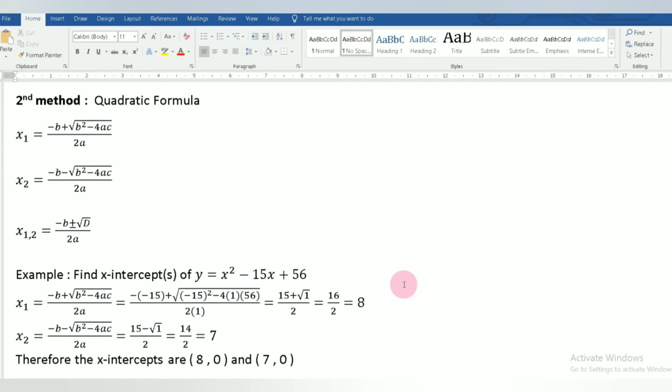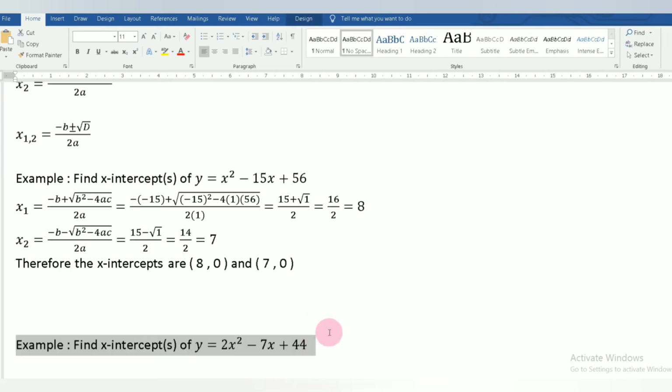So let me go to the next example. Find the x-intercepts of this one. It's always suggested that you check the discriminant first, because we want to know how many x-intercepts we are dealing with, and which method you can use. Of course, for the second method, the quadratic formula, it's not mandatory to find the D, since you can use any value of the discriminant for the quadratic formula. But again, let's just check it.